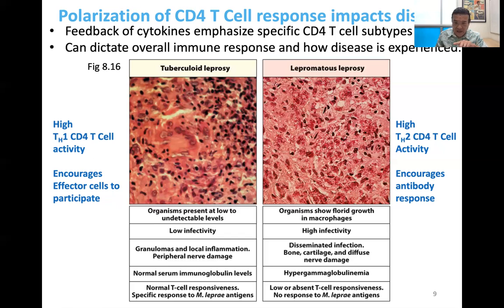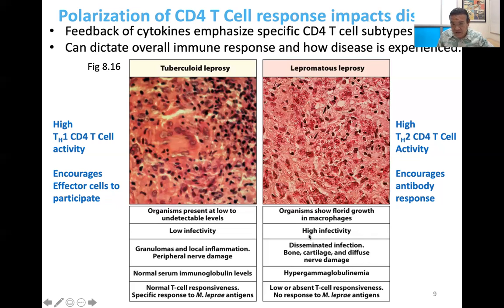So this is kind of a mistake, right? As a result, the antibodies can't even get to the bacteria because the bacteria are hiding out inside of cells. So the bacteria is allowed to just spread throughout the body, and you get a lot of damage to bone, cartilage, a lot of nerve damage.